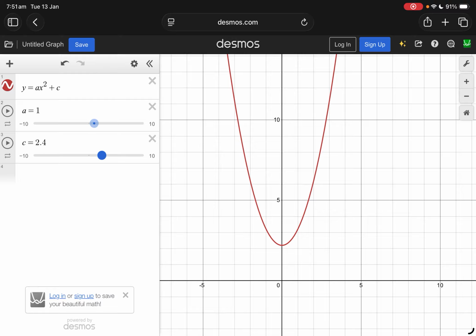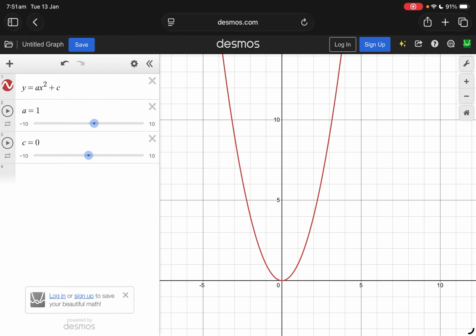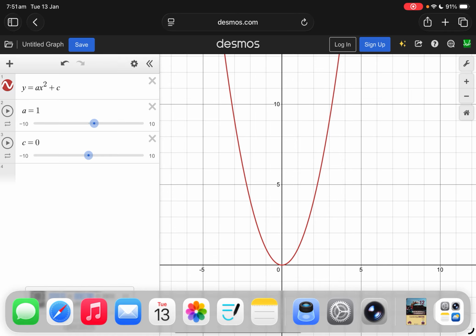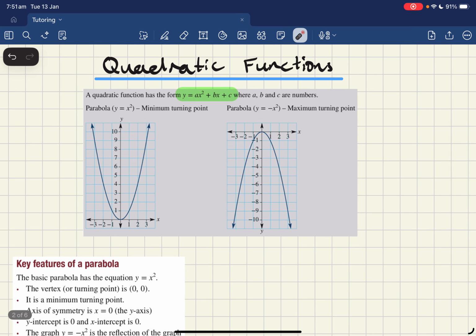So there's a bunch of ways we can transform this graph, which we will talk about when we actually start to sketch these. But we're basically going to be drawing them using the same table of values we've been doing before. And we will encounter a few different types of quadratics or parabolas. That's another name for them.